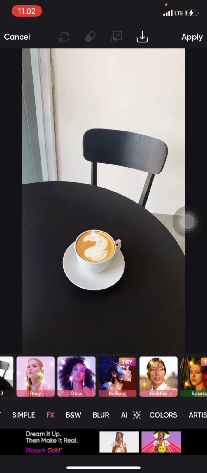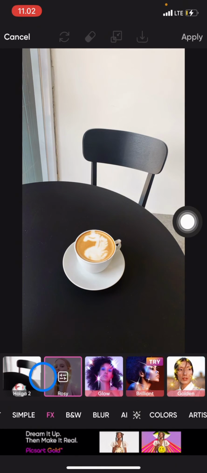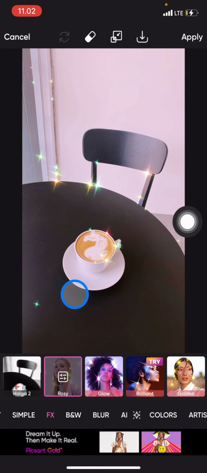rosy and glow or golden. So let's try a rosy first. Okay, and that's all the way how you make your pictures look shining, shimmering, and splendid on the Picsart application.